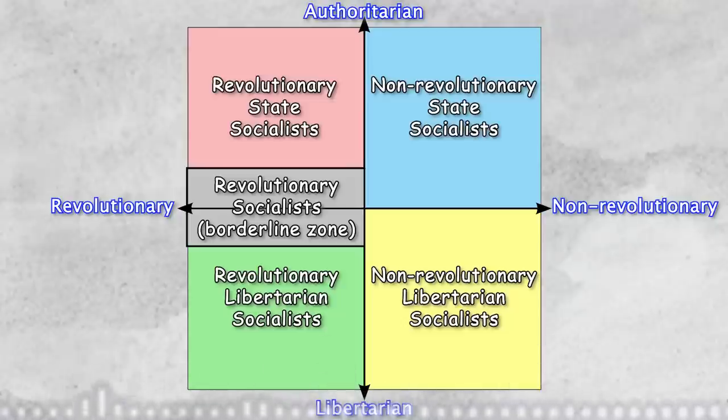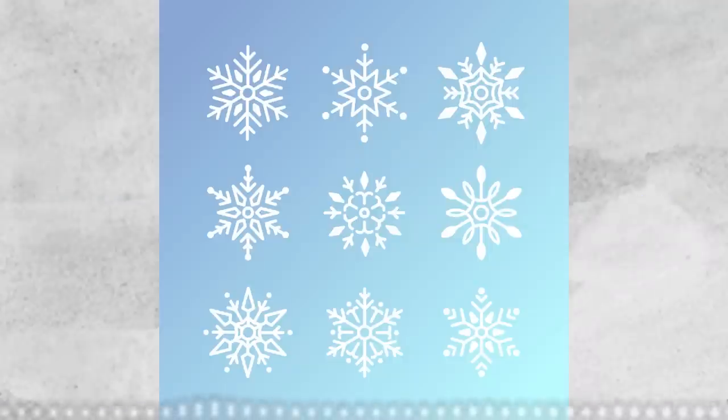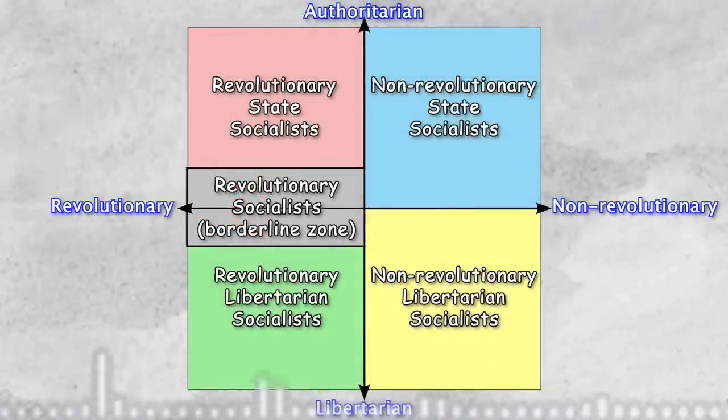Each section of the compass represents a broad category of socialism, and within each broad category are several types of socialist political philosophies. Each socialist political philosophy is unique and nuanced and complex. A special snowflake, just like you. But if you understand each broad category of socialism, although it won't tell you everything about the political philosophies within that category, it will give you a general understanding of them.